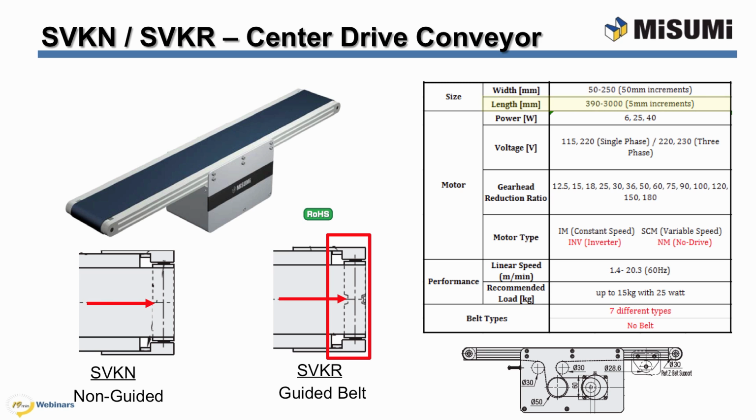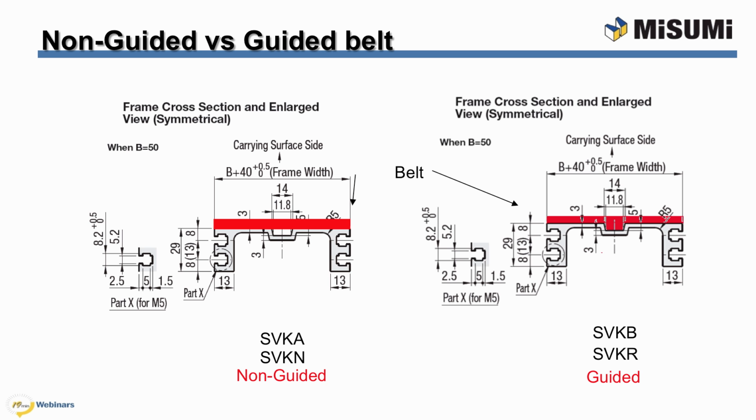Configurable length is slightly different due to the center drive configuration. Recommended load is 15 kilograms with 25 and 40 watt motor. The 40 watt will have more torque advantage over the 25 watt motor. However, the recommended load is 15 kilograms.